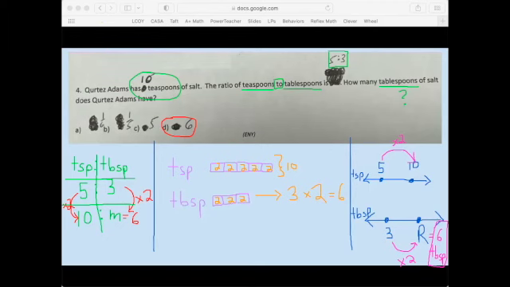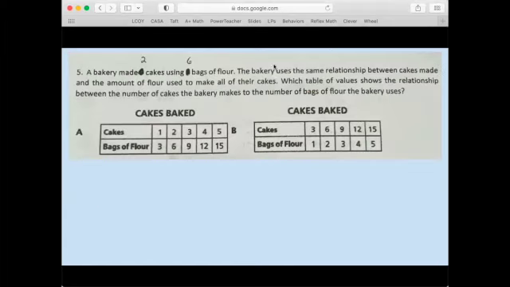Okay, so on the test, obviously this is multiple choice. I'd like for you to show your work. You don't need to use all 3 strategies, but I know different people like different strategies, which is why I just did this problem in all 3 different ways. So we're going to go on to number 5.